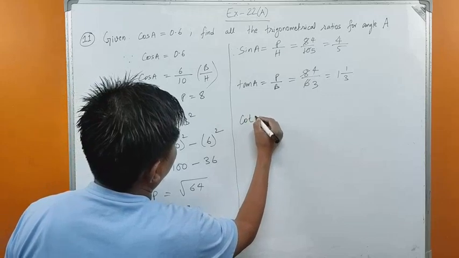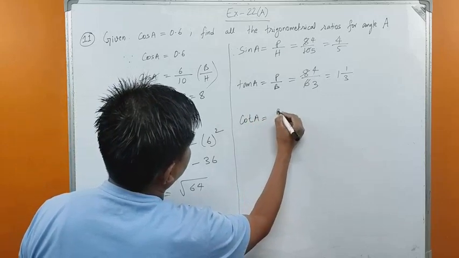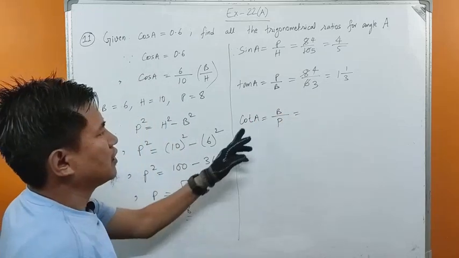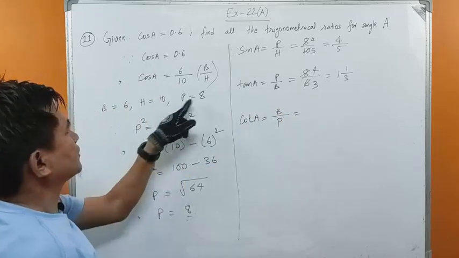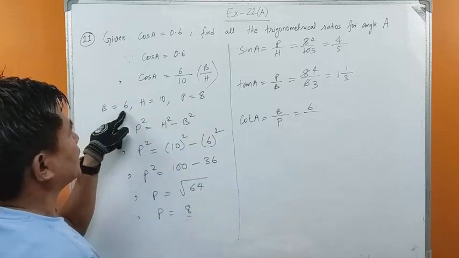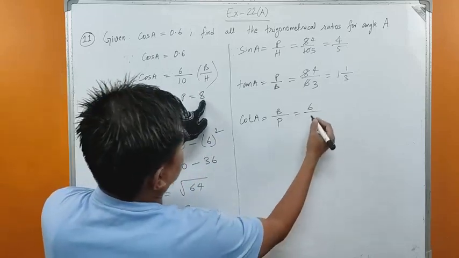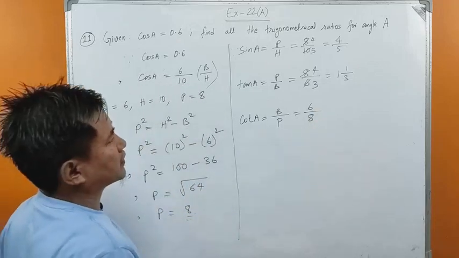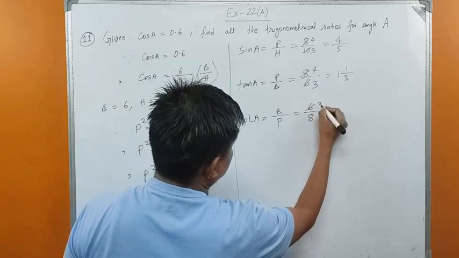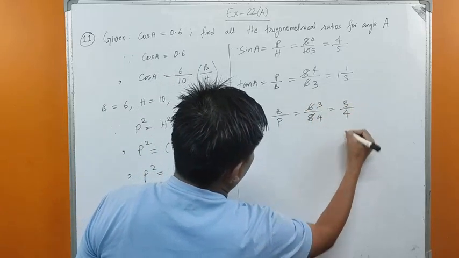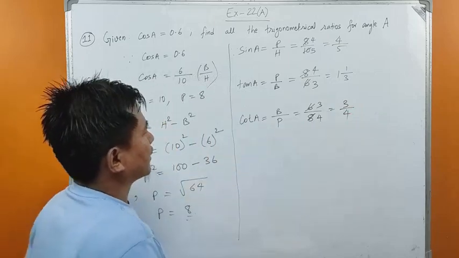Cot A. Now cot A equals b by p, isn't it? Opposite of tan A is cot A. So what is base? Base is 6. And what is p? P is 8. Perpendicular is 8. 2 3s are 6, 2 4s are 8. So this is a proper fraction. So 3 upon 4 we write as it is.